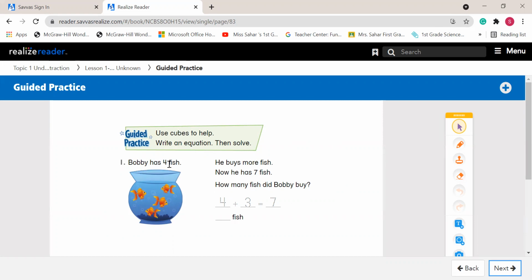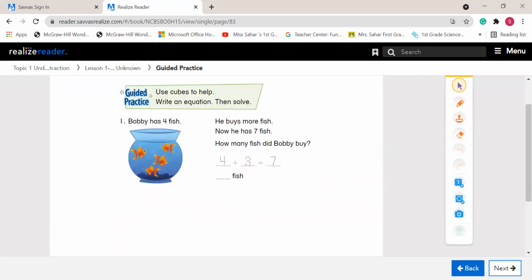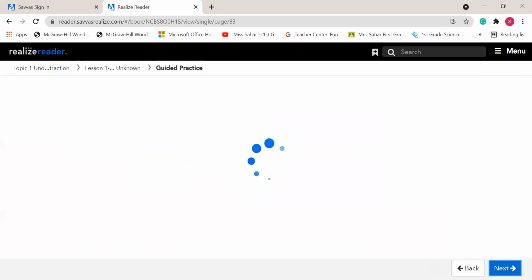Bobby has 4 fish. He buys more fish. Now he has 7 fish. How many fish did Bobby buy? So he had 4. That's one addend. He has 7, the total. So how many did he buy? 3. Okay.